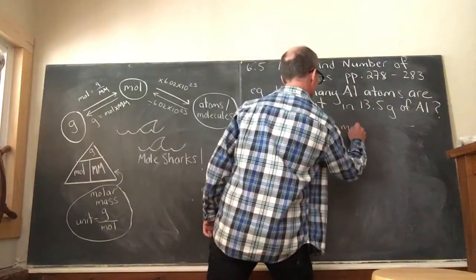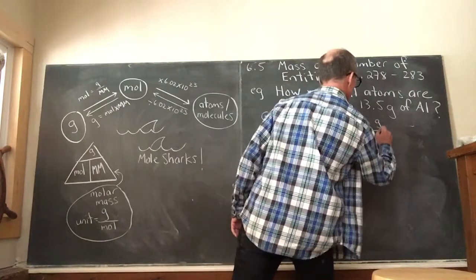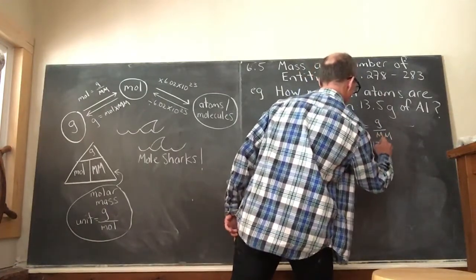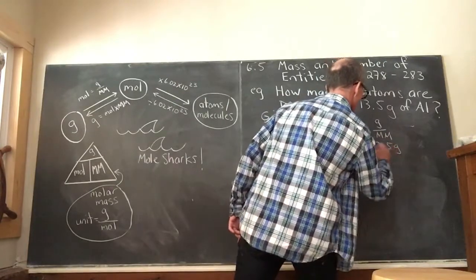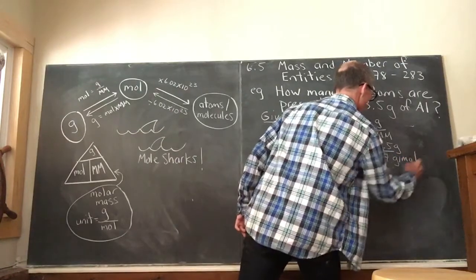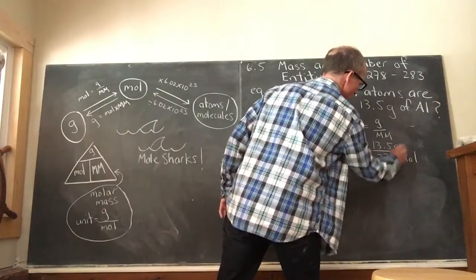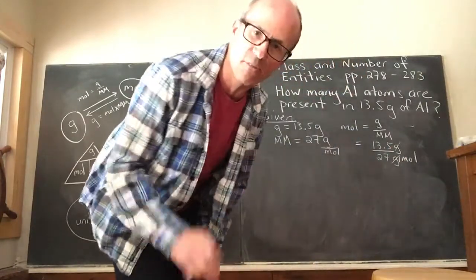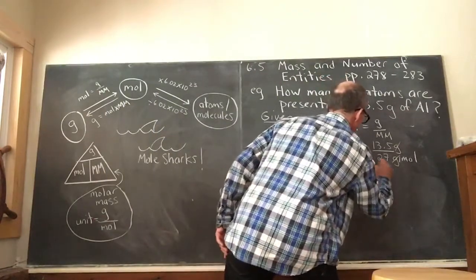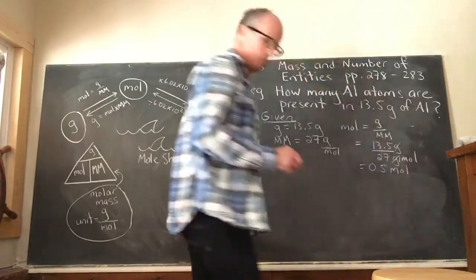Of course, using our triangle here, moles equals grams divided by molar mass. So if we plug that in, we have 13.5 grams divided by 27 grams per mole. Notice that the grams cancel. We have to watch our units. Remember, the units are your friend, not your enemy. So we have a nice round number, and our answer is half a mole of aluminum.